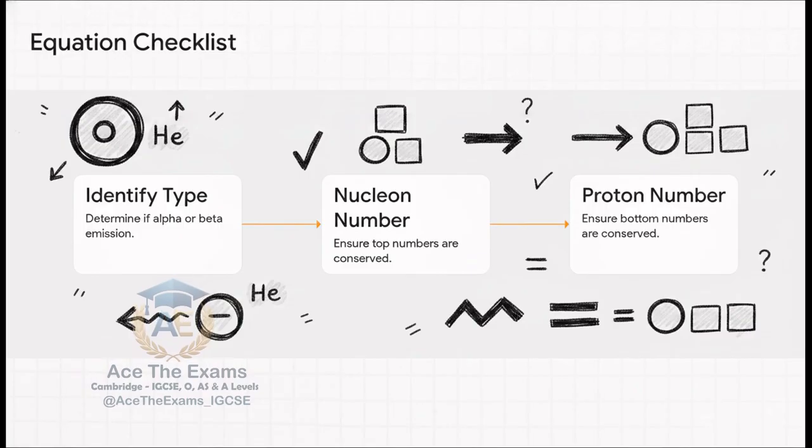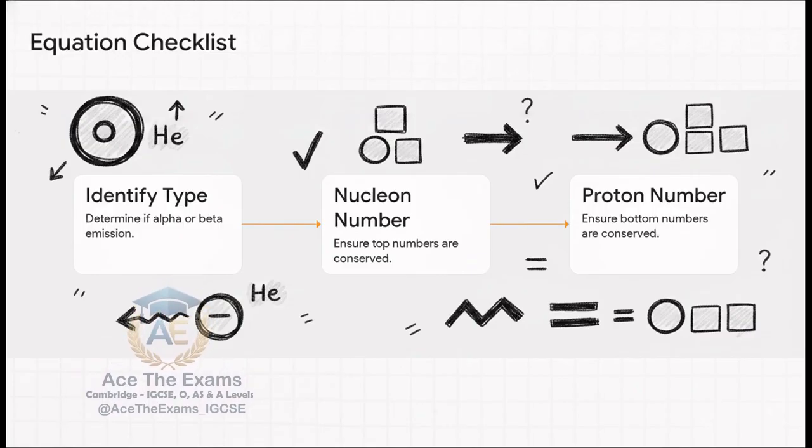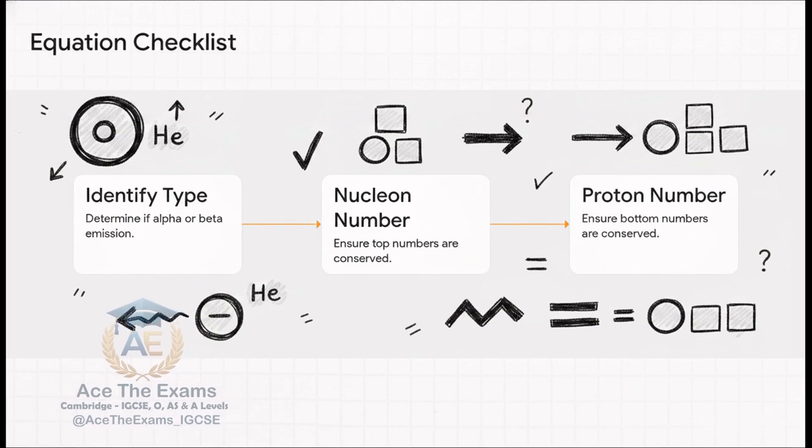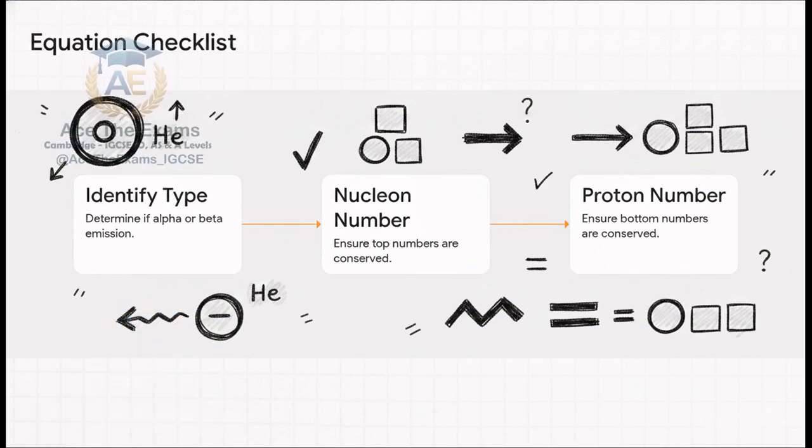The total number before the arrow absolutely must equal the total number after the arrow. Step 3, conserve the bottom numbers, the proton number. Again, the left side must equal the right side.